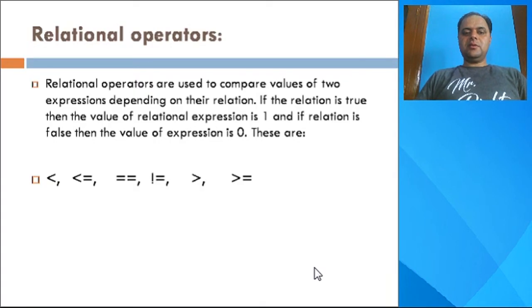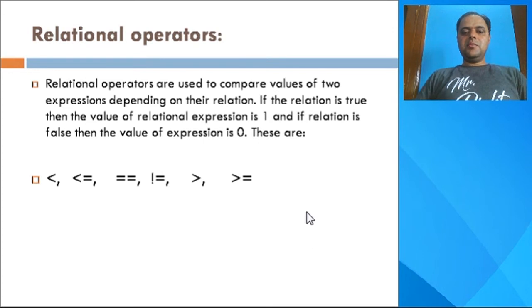First is relational operator. Relational operators are used to compare values of two expressions depending on their relation. So we will compare the values of two expressions and find the relation between them. If the relation is true, then the value of the relational expression is 1, and if the relation is false, then the value of the expression is 0.